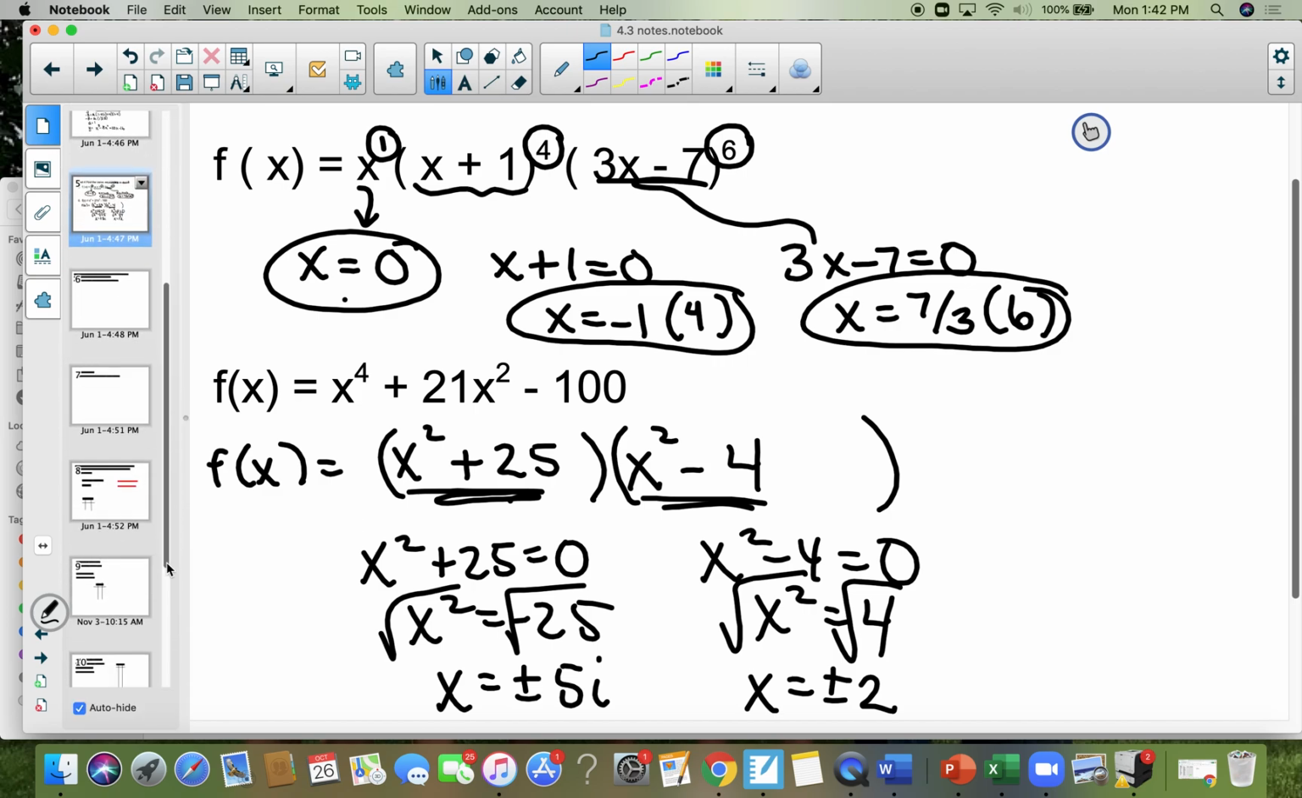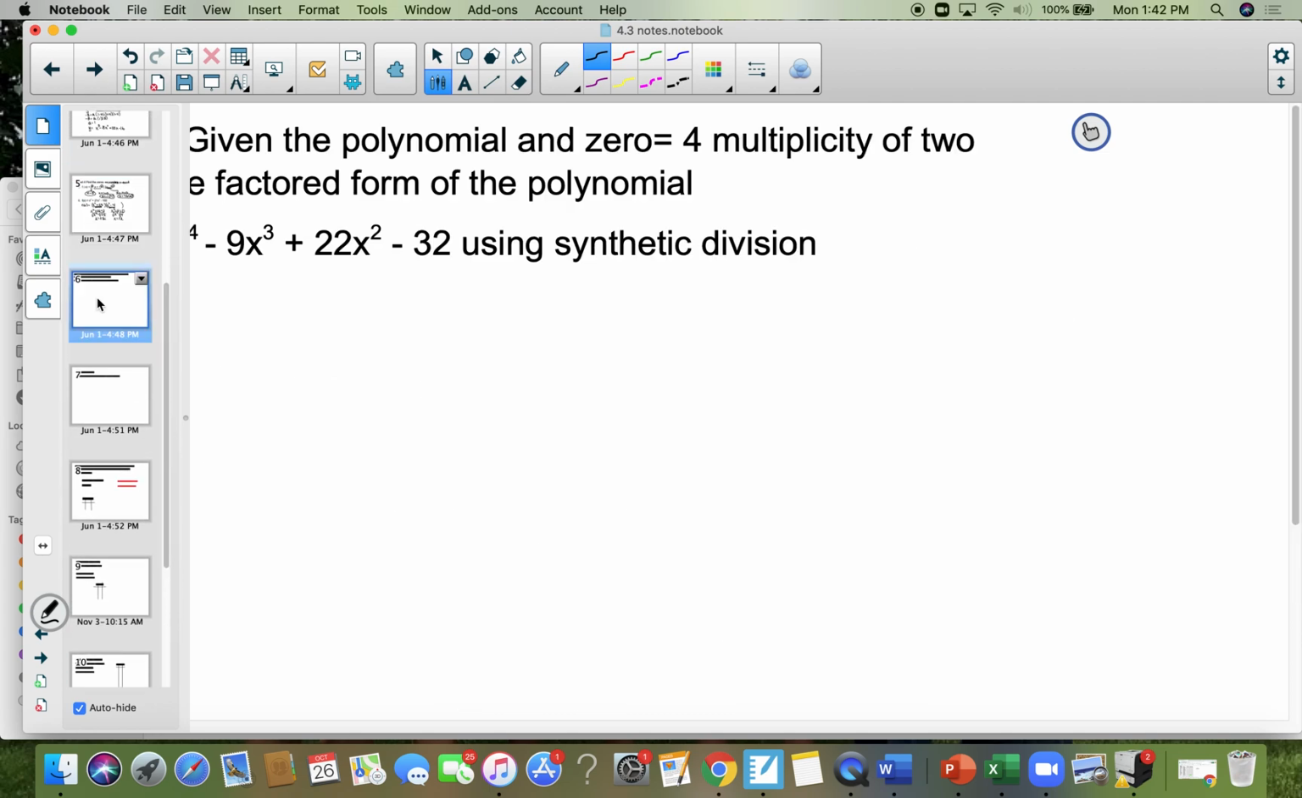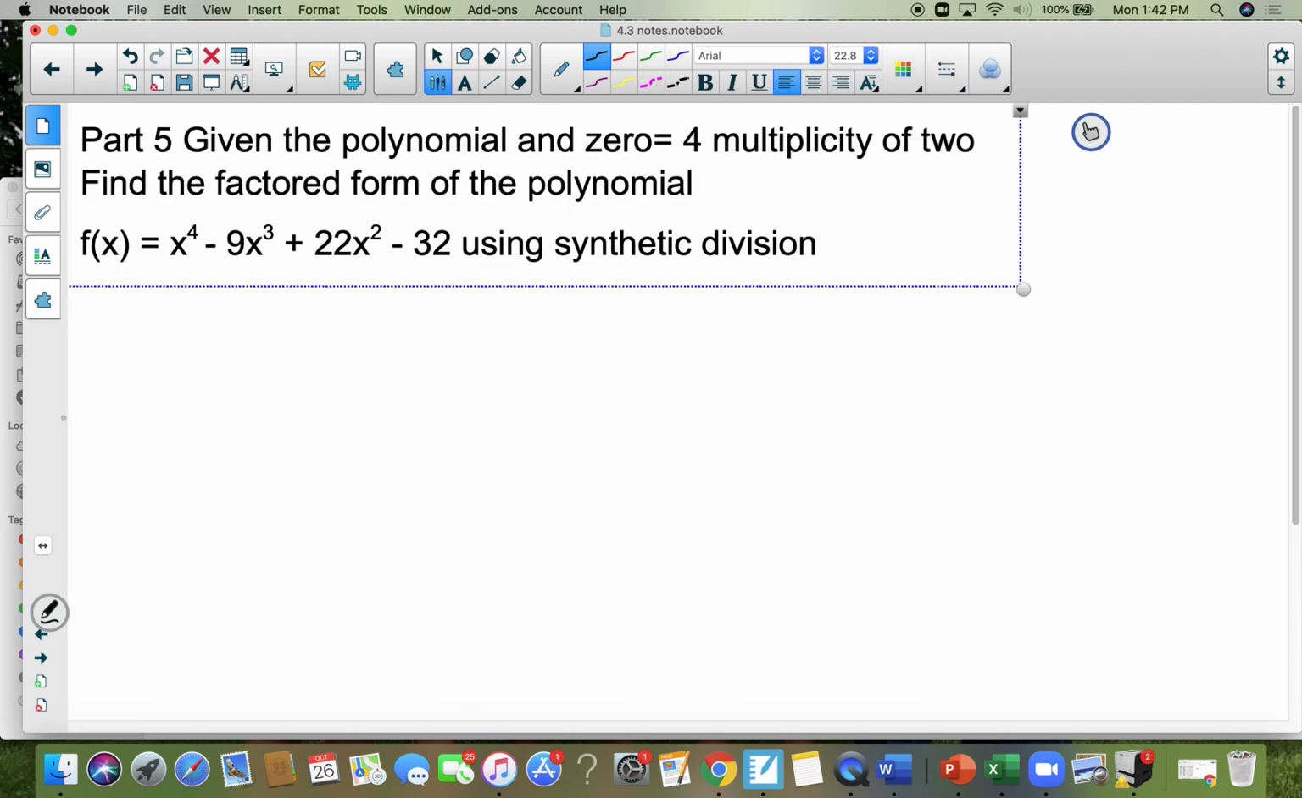Okay, we got a lot of notes to go. So, given the polynomial and the 0 equals 4 with a multiplicity of 2, find the factored form of this polynomial. Well, they're giving you 4 and they're telling you that there's 2 of them. And they want this in factored form.